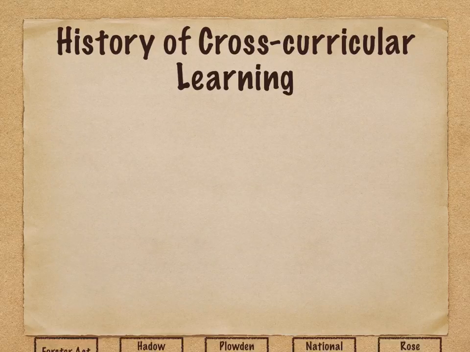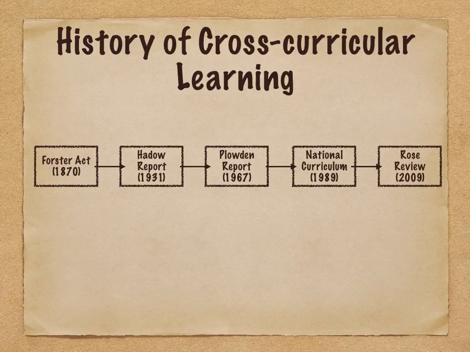History of a cross-curricular approach to learning. The Forster Act was the first piece of legislation to specifically deal with education. School boards were introduced to manage and build schools where they were needed. The curriculum only focused on the 3Rs, reading, writing and arithmetic. The Hadow Report in 1931 stated that learning in the primary curriculum should be seen in terms of activity and experience rather than knowledge that is acquired by facts to be stored.